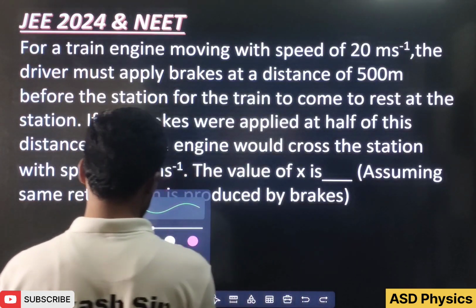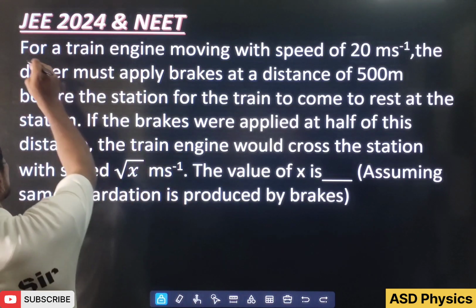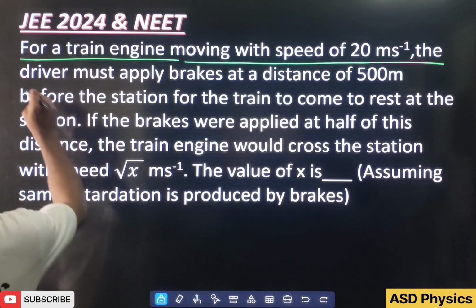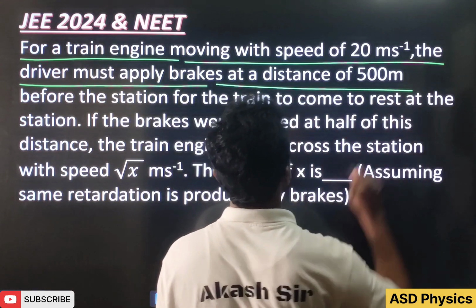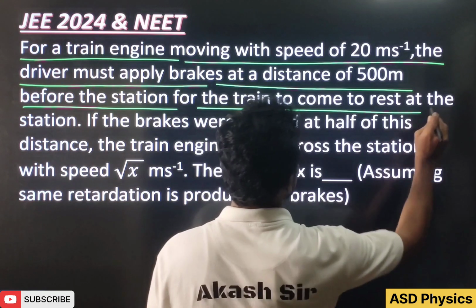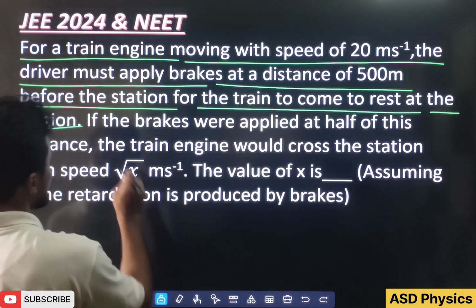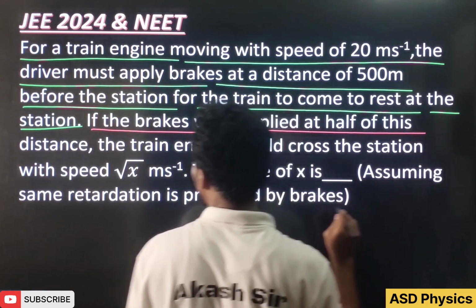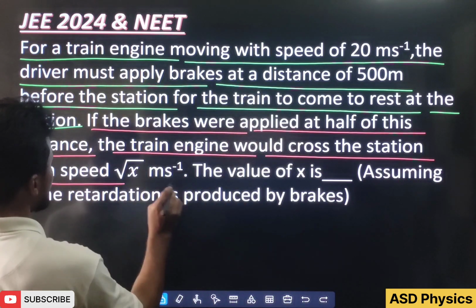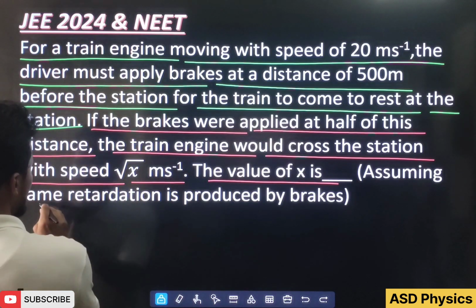Now let's see, this question is this. The question is what? See, the JEE 2024 question is this. See the question. For a train engine moving with a speed of 20 meter per second, the driver must apply brakes at a distance of 500 meter before the station for the train to come to rest at the station. Now, if the brakes were applied at half of this distance, the train engine would cross the station with speed root x meter per second. What is the value of x? And they are telling us to assume the same retardation.